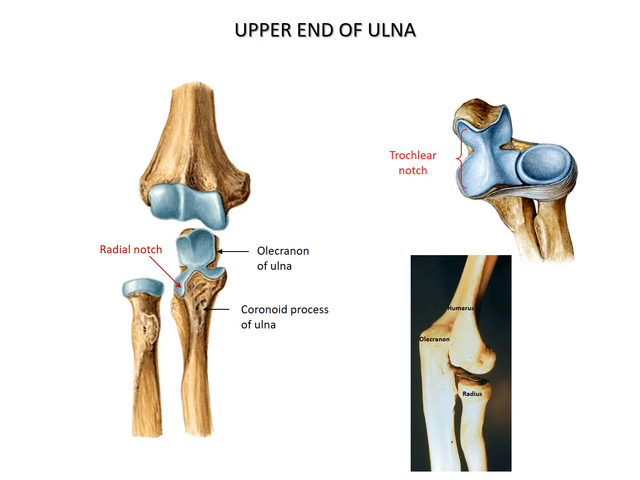The trochlear notch is a large notch on the proximal end of the ulna that is formed by the olecranon and coronoid processes. It articulates with the trochlea of the humerus. Its superior, medial, and anterior margins provide attachment to the capsule of the elbow joint. The radial notch articulates with the head of the radius to form the superior radio-ulnar joint.